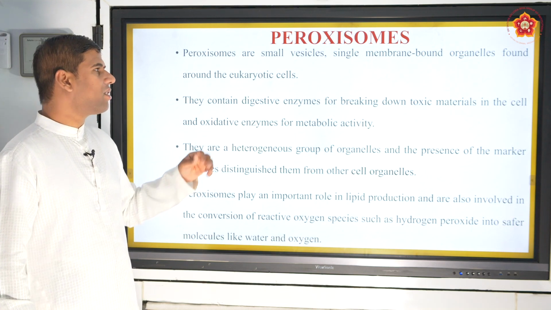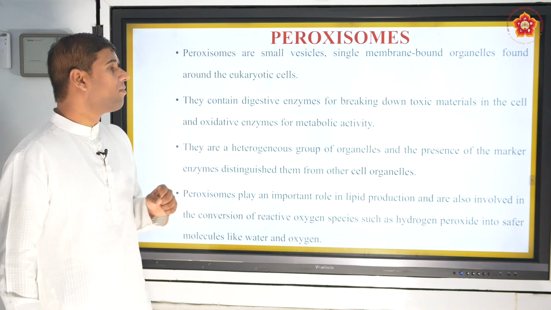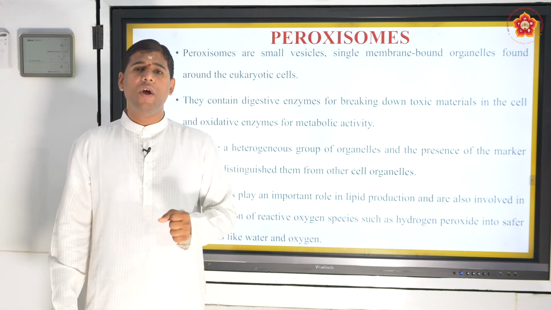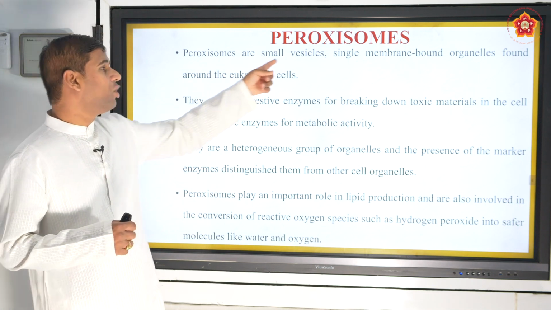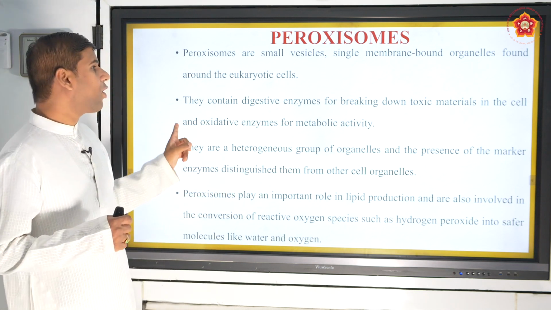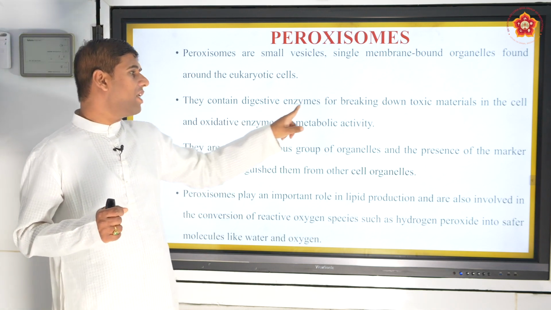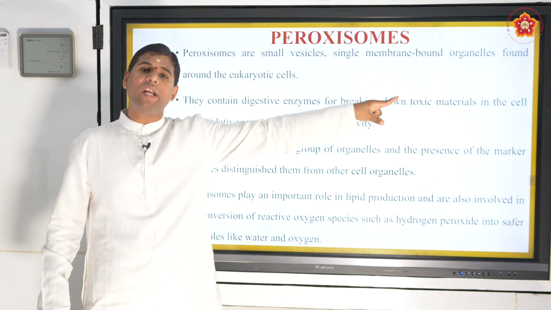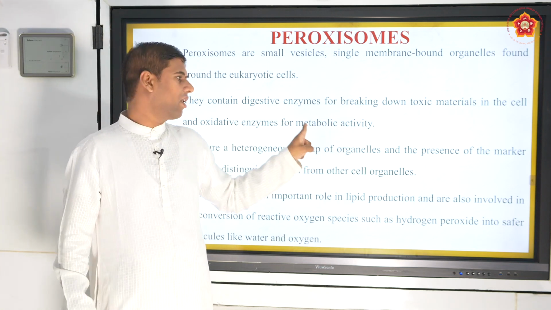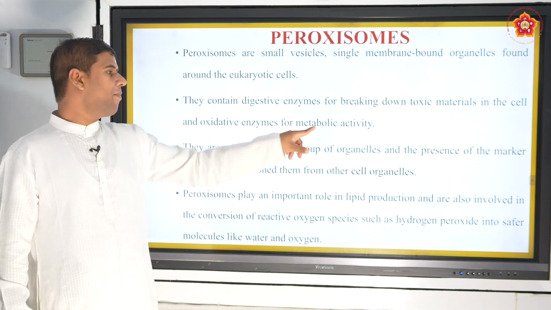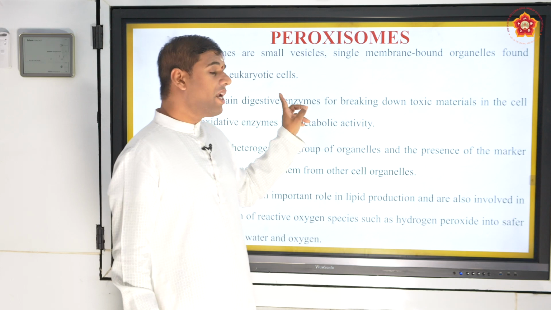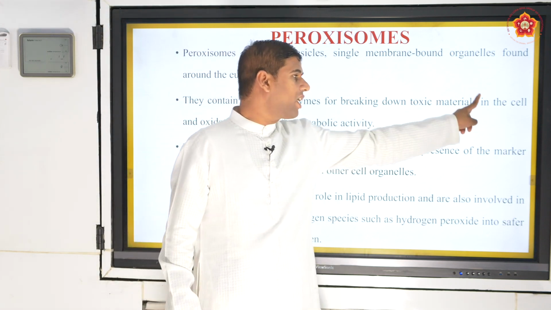Now coming on to peroxisomes. What are peroxisomes? They are small vesicles, single membrane bound organelles. Where are they found? They are found in eukaryotic cells, and they have a specific function. They contain digestive enzymes for breaking down toxic materials of the cell, and oxidative enzymes for metabolic activity. So this helps mainly in metabolic activity.